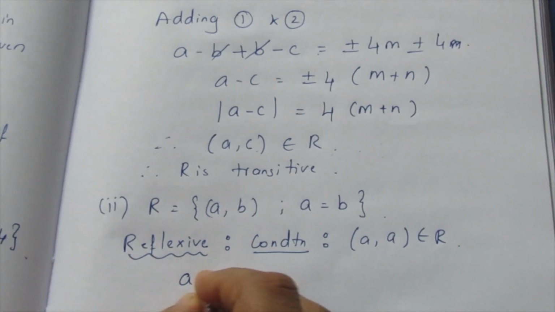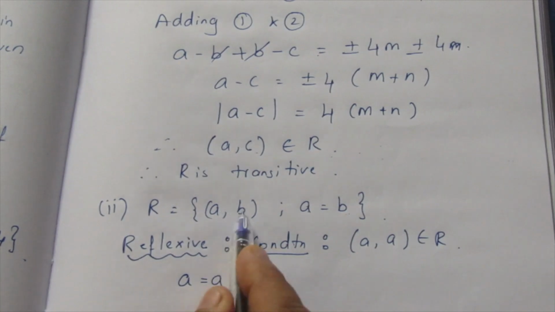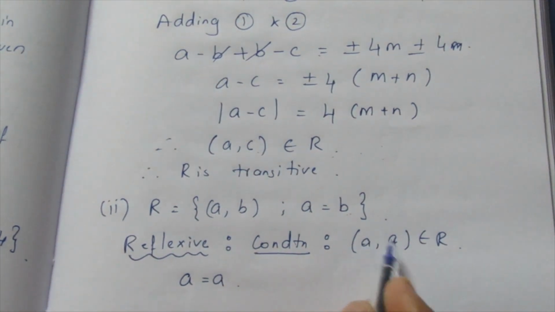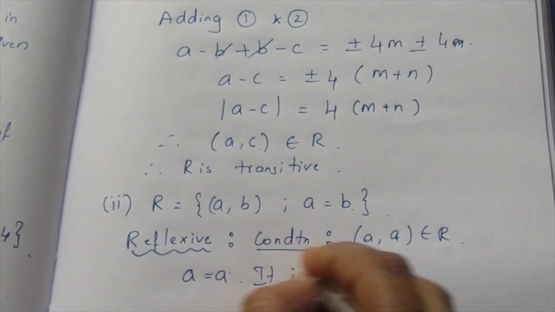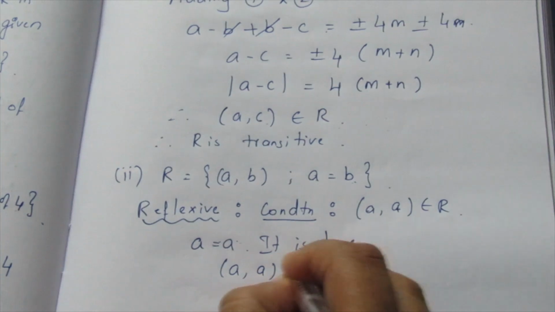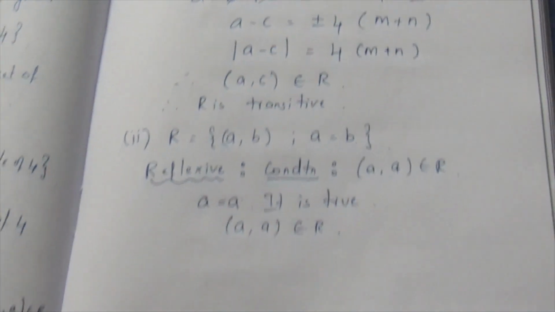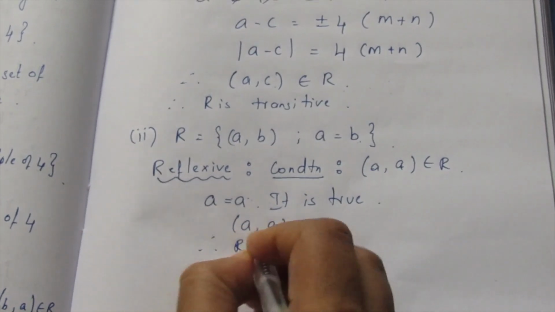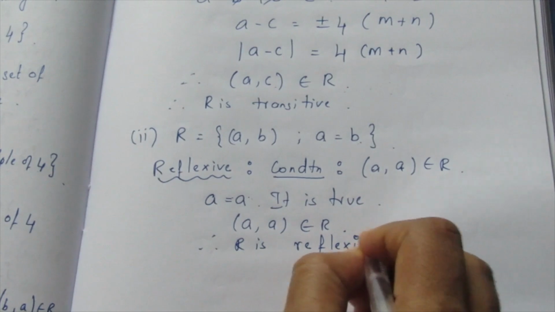Taking A is equal to A. Yes, if we write it, both things should be the same. A is equal to B. Here we have taken A comma A, so A should be equal to A. It is true. So we can take that A comma A belongs to the relation R. So R is reflexive. So reflexive is satisfied.